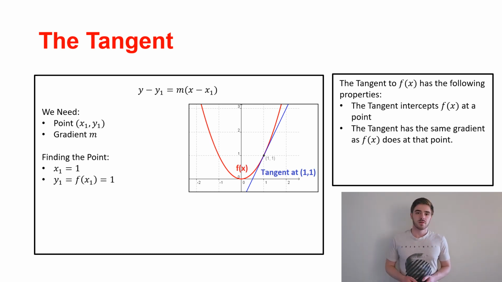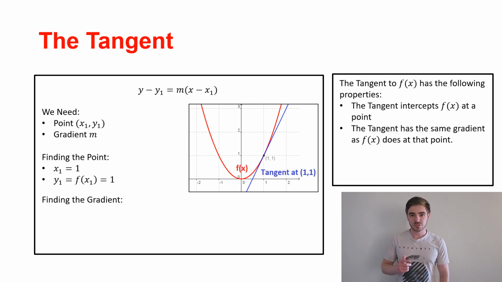Therefore, the point at which we want to take the tangent at is going to be (1, 1). All that's left to find is the gradient, which we know must be equivalent to the gradient of f of x at x equals 1. Remember, the derivative of a function tells us the gradient of that function for any value of x. So if we find the derivative of f of x and we sub in x equals 1, we will find the gradient at x equals 1.